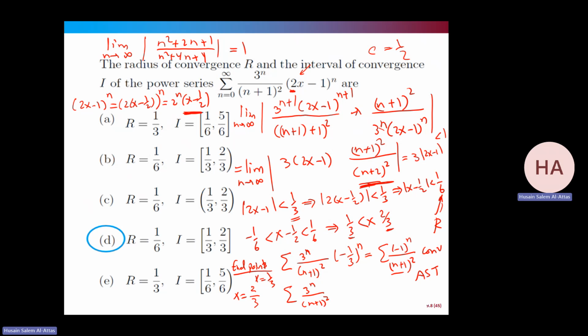So I have 2 over 3, 4 over 3 minus 1, and 1 is 3 over 3, so that will be 1 over 3, all to the power n. So 3 to the power n cancels with 3 to the power n. I have 1 over (n plus 1) squared. This converges by the limit comparison test with 1 over n squared. Very clear, I think we did it many times before. So both converge, so the R is 1 over 6, and the interval will be 1 over 3 and 2 over 3, which is this one.